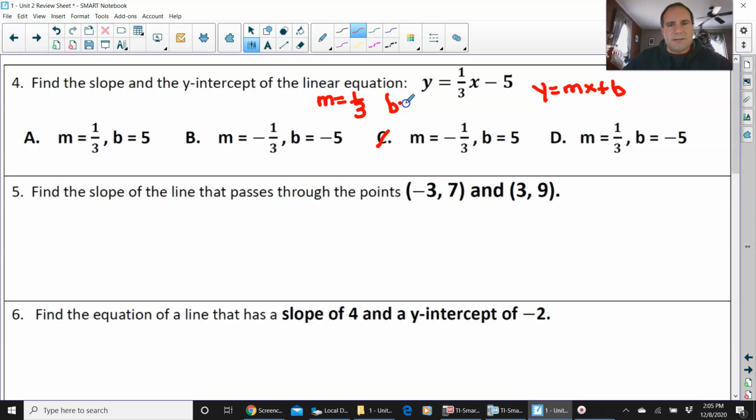And b is the other number right here, which is -5. So it's 1/3 and -5. D is your answer.